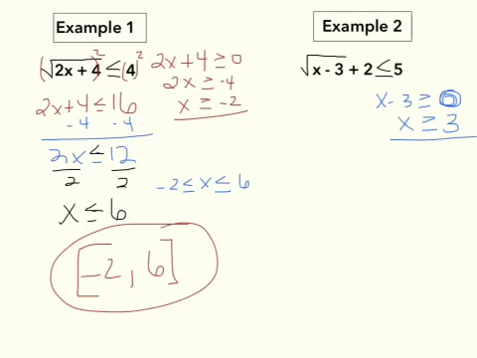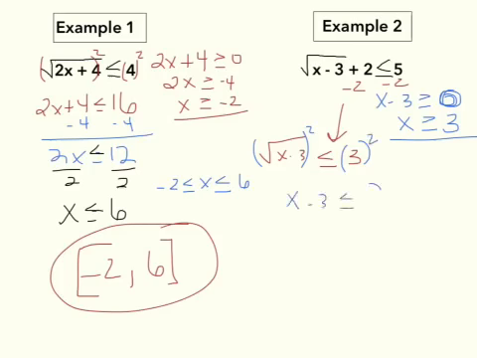Then we solve it like normal. Isolate our radical, so subtract the 2 from both sides. And I'm going to move over here. Square root of x minus 3 is less than or equal to 3. Apply that inverse operation. So to get rid of a square root, we're going to square it. So x minus 3 is less than or equal to 9. Then just solve. Add 3. And we have x is less than or equal to 12.